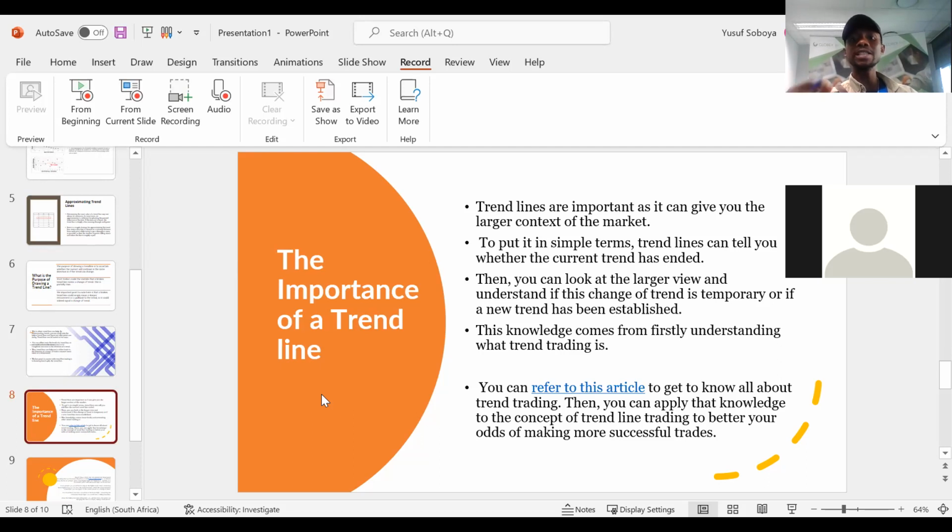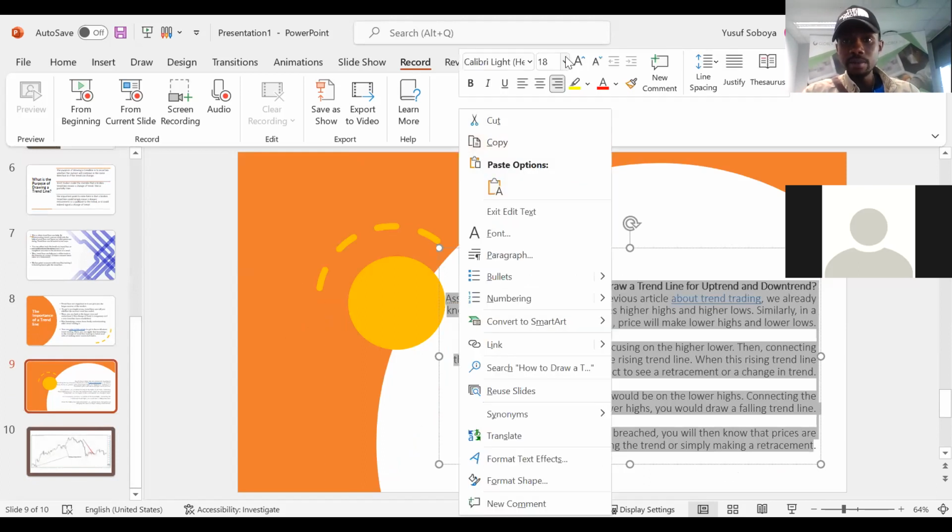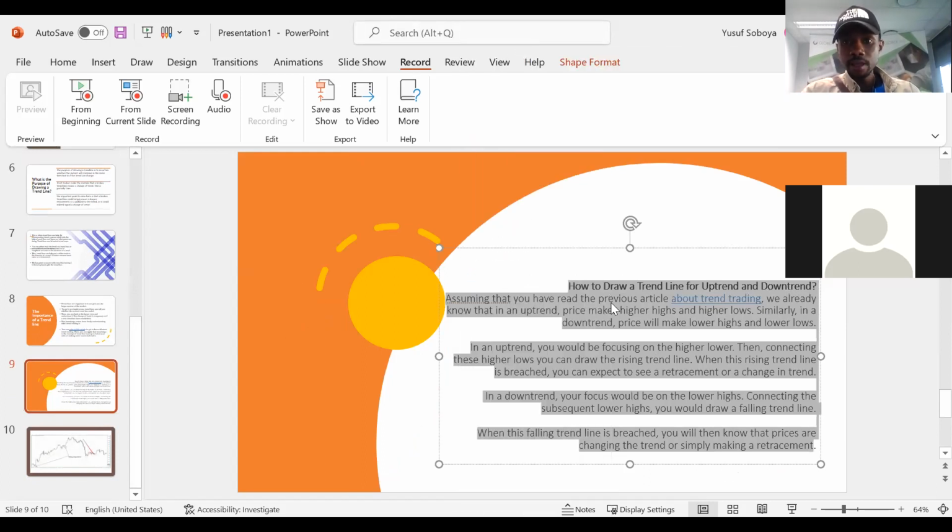This knowledge comes from firstly understanding what trend trading is. You can refer to some of the articles on the internet if you want to check out trend trading. But in future I'll prepare a presentation especially for trend trading, to get to know all about it. Then you can apply that knowledge to the concept of the trend line and start trading on your own.